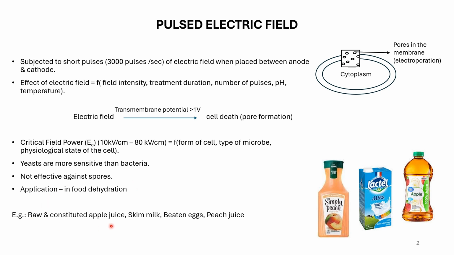It is used in products like raw and reconstituted apple juice, skimmed milk, beaten eggs, and peach juice.